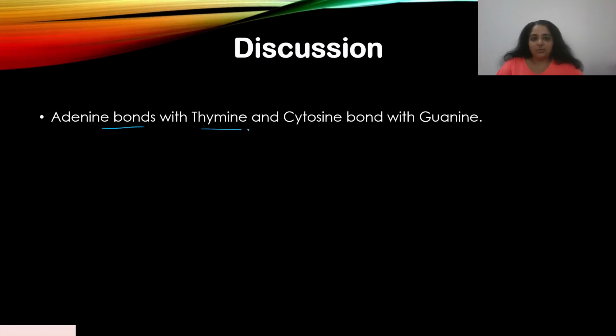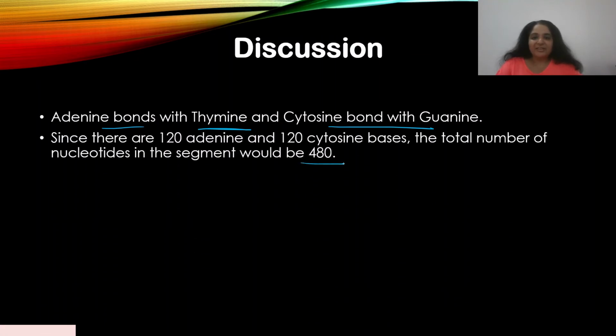So adenine bonds with thymine, cytosine bonds with guanine. Just explain that, and your final answer should be 480. Number of nucleotides in the segment would be 480. Again, this was direct. Basically, they were just trying to test you on what the structure of DNA looks like and what is the difference between bases and nucleotides, how are they formed, and which bonds with what. So, this was basically a test on that. Okay, let's move on then.